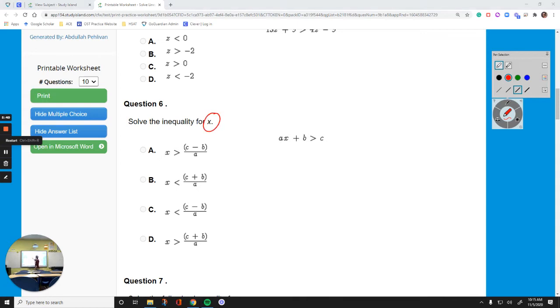Solve the inequality for x. Get the x by itself. So x is on the left side right here. That should be by itself. That ax, that's my first step, and then I will divide each side by a. That's going to be my last step. So to get this guy over here all by itself, I need to get rid of that right there. So let's just subtract it because it was added. So ax is greater than, bring down the sign, then c minus b.